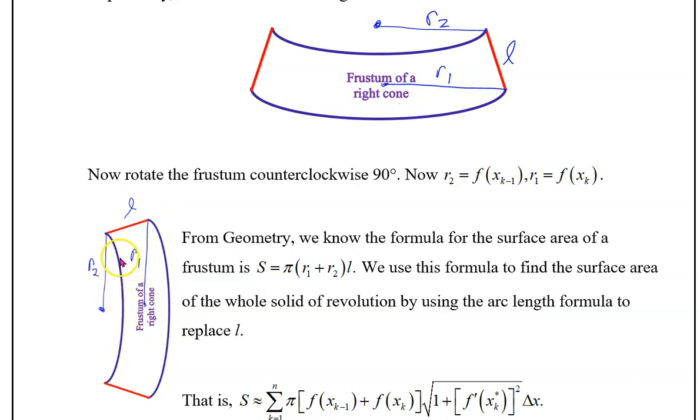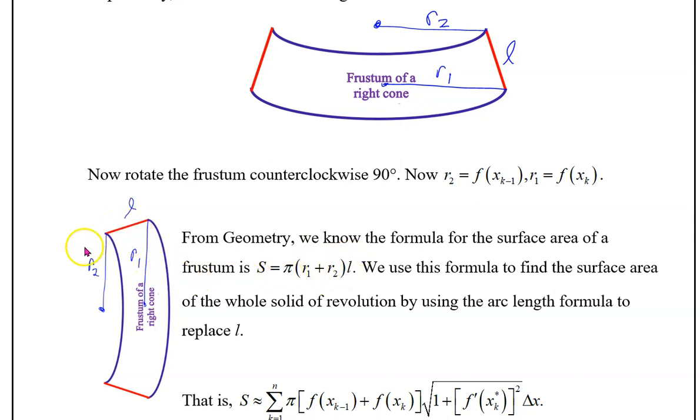When we look at it this way, we can see that R2 is the function value at some point to the left of where the function value gives us R1, which is at x sub k. From geometry, there's a formula that will give us the surface area of the frustum as basically pi times R1 plus R2 times L. In other words, we add the two radii together, we multiply by the slanted edge length, and then we multiply by pi.